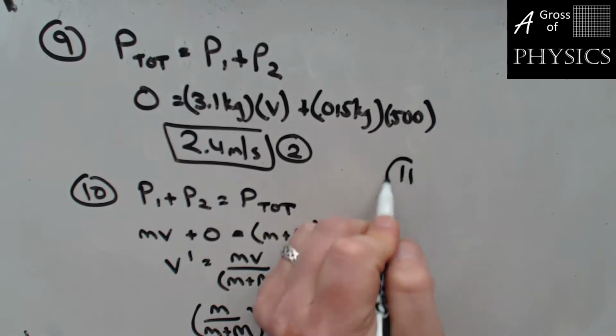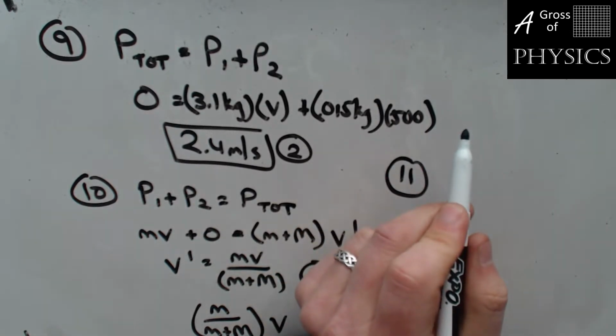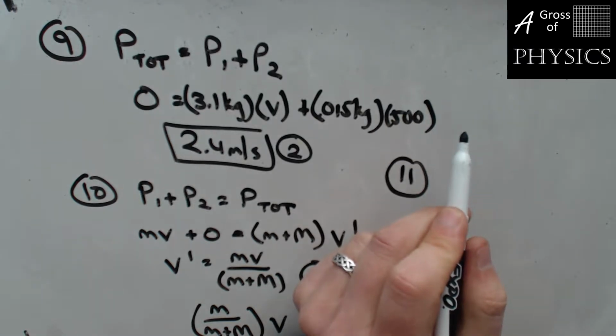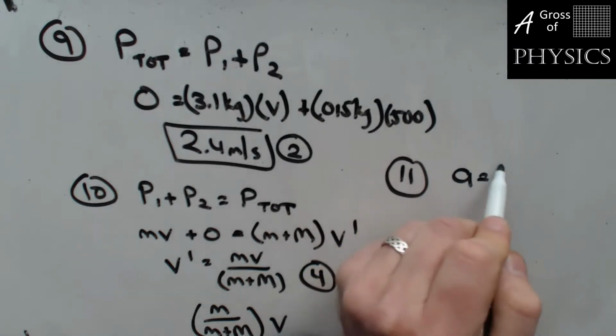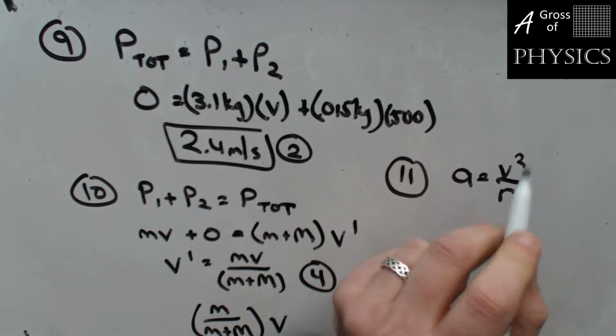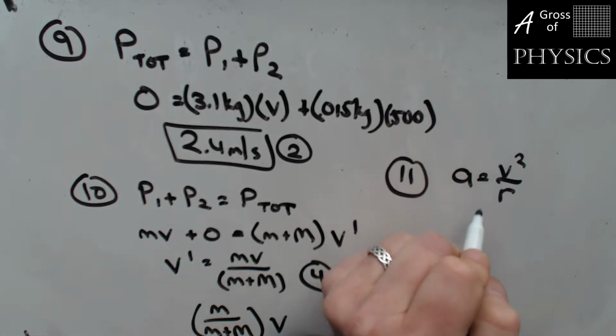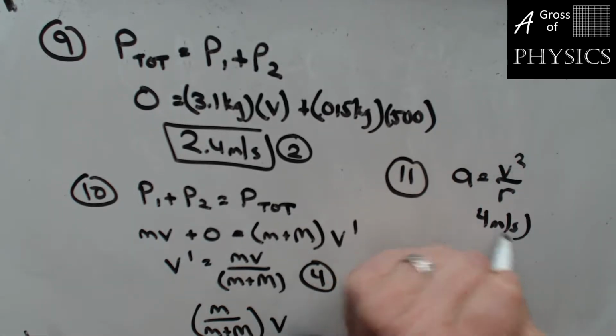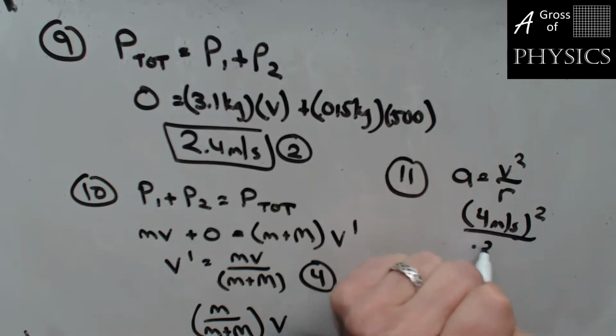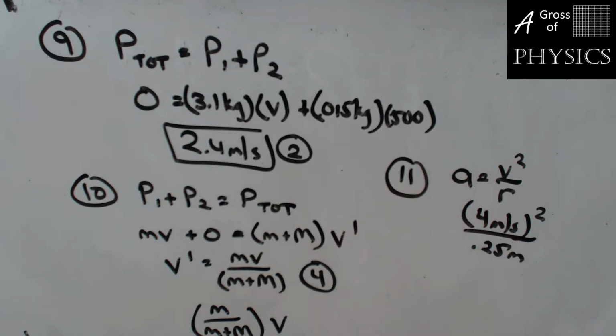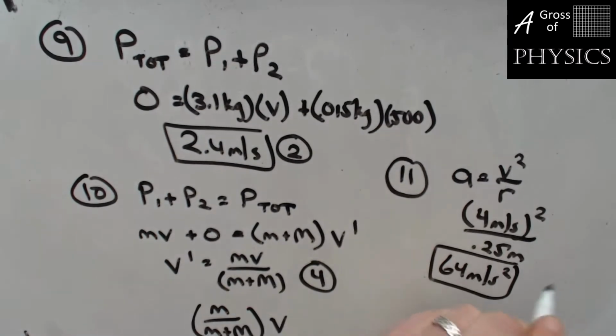Now 11. We have acceleration. It's moving in a horizontal circular path. So we're going to do centripetal acceleration, v squared over r. So we have 4 meters per second squared over 0.25 meters. 16 divided by 0.25 is 64 meters per second squared. Choice 4.